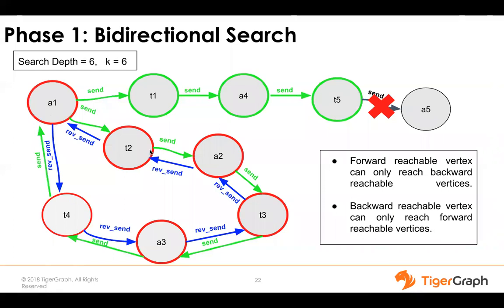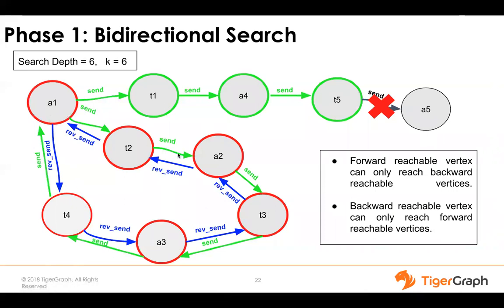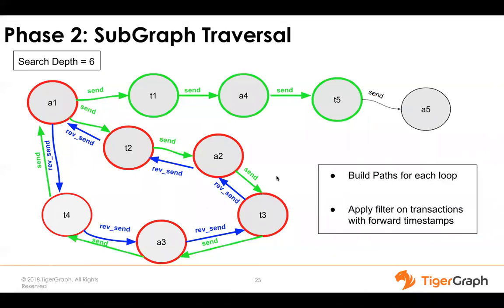In this way, we have a subgraph with all the valid vertices marked as red, meaning both forward and backward reachable. That's how we find the subgraph. Right now, we haven't built the path yet. It's just labeling each vertex. Then let's come to our second phase.